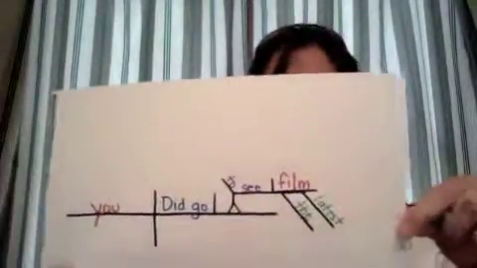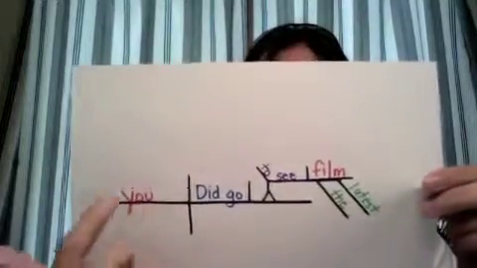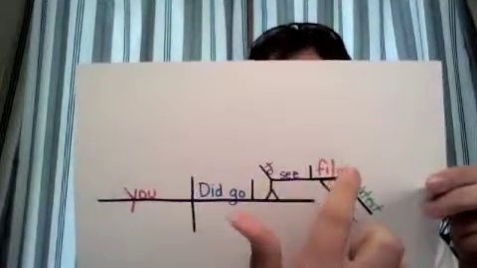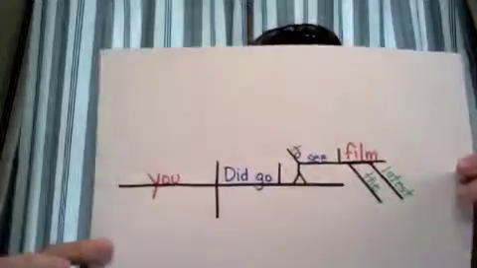I have you did go to see film, and then I'm going to finish that out by adding my adjectives. The, and latest. And my final diagram is going to look like this. Did you go to see the latest film? Okay.